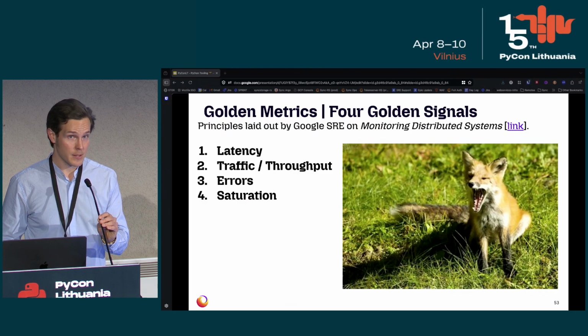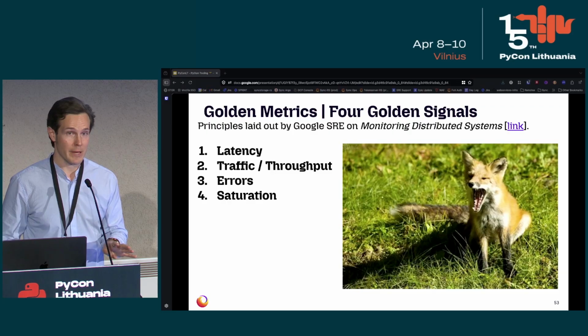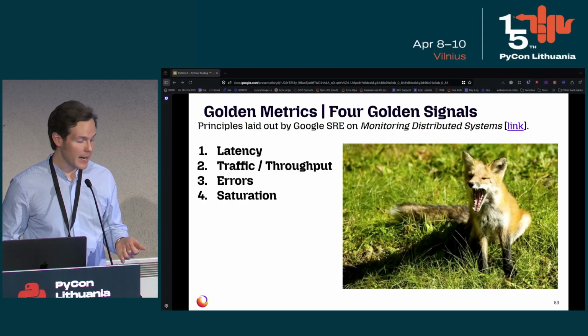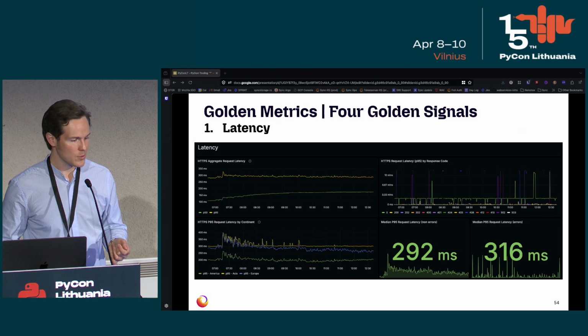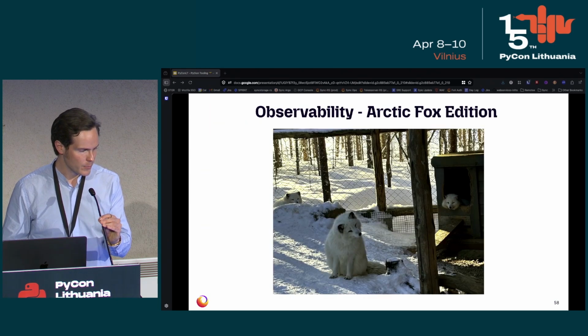And then the last thing about observability and telemetry is that there are 4 golden metrics defined by Google's SRE team. There's a very famous paper dedicated to monitoring distributed systems. And the 4 are latency, traffic and throughput, errors, and saturation. So those are the 4 that you want to look at. These are quite self-explanatory. You've certainly seen them before.